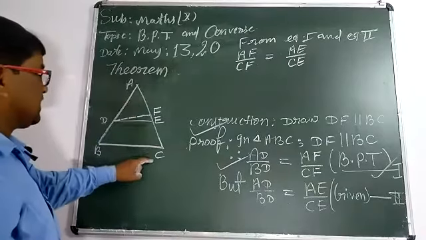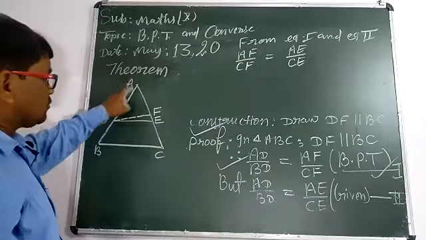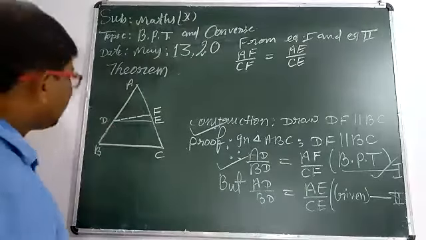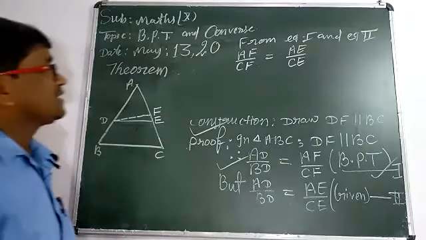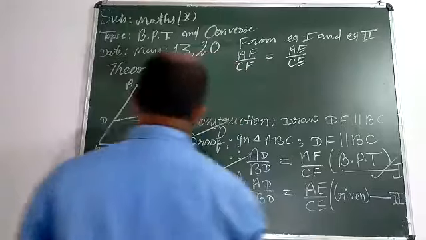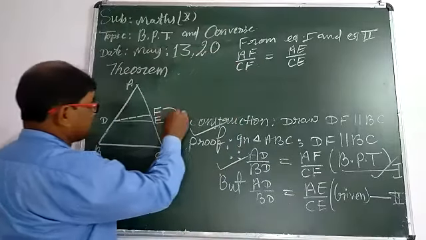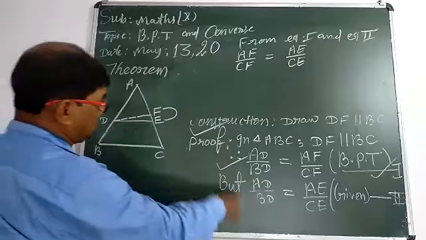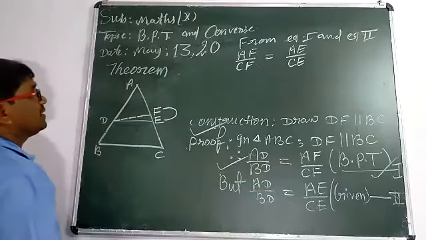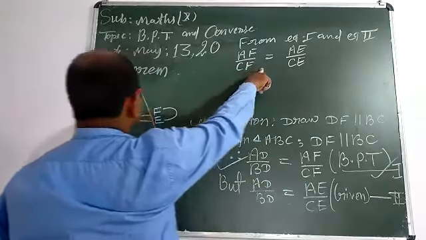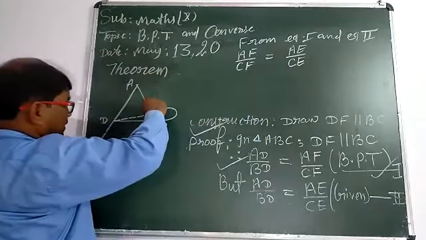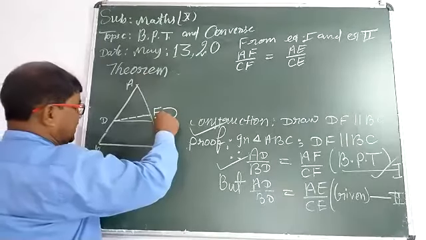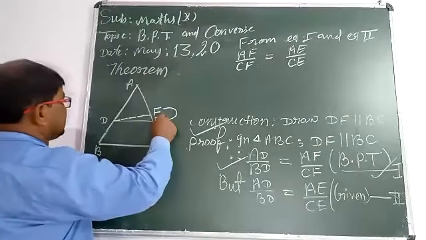AF upon CF equal to AE upon CE. Okay? Now student, we should take the distance between F and E. Take again, by the help of these two equations, you have this statement: AF upon CF equal to AE upon CE.